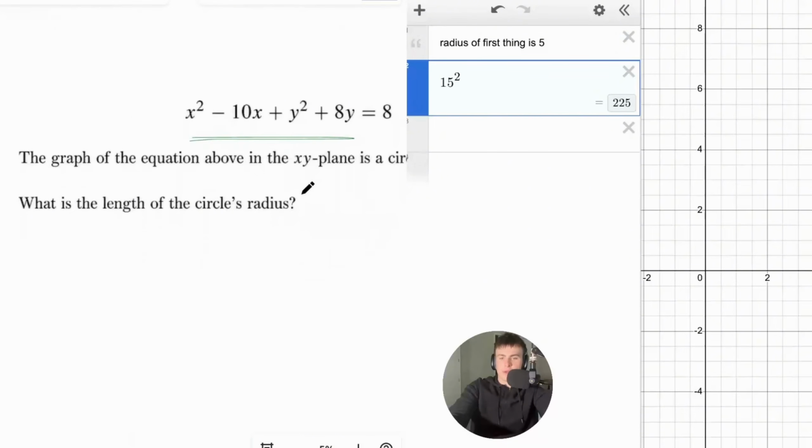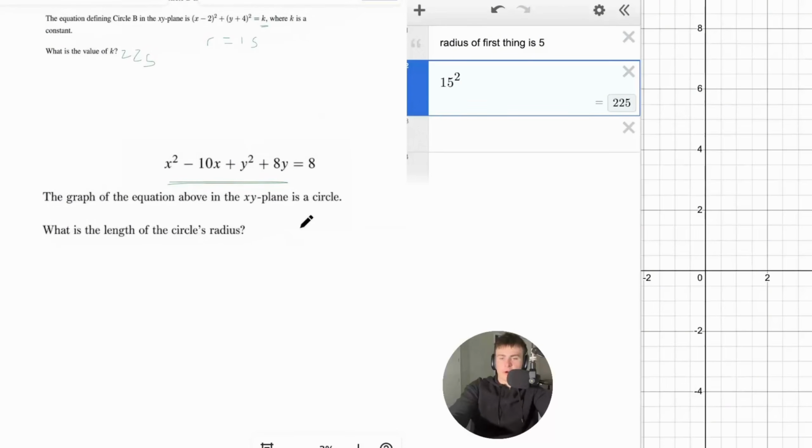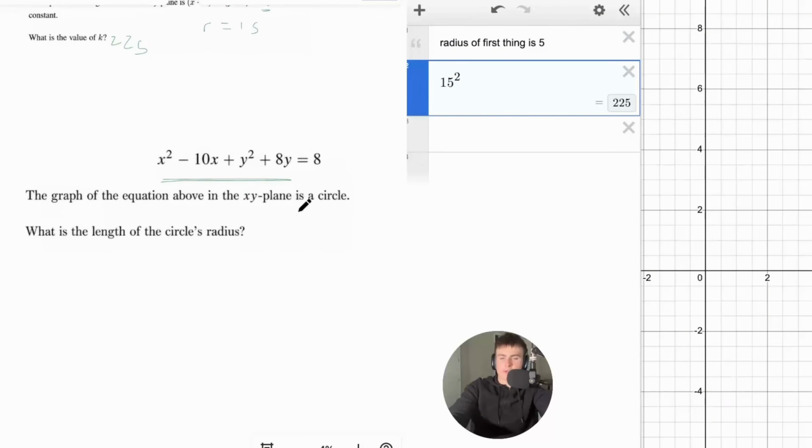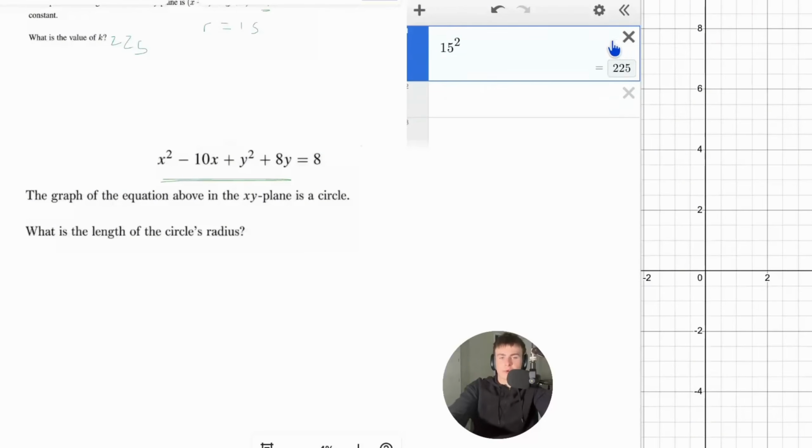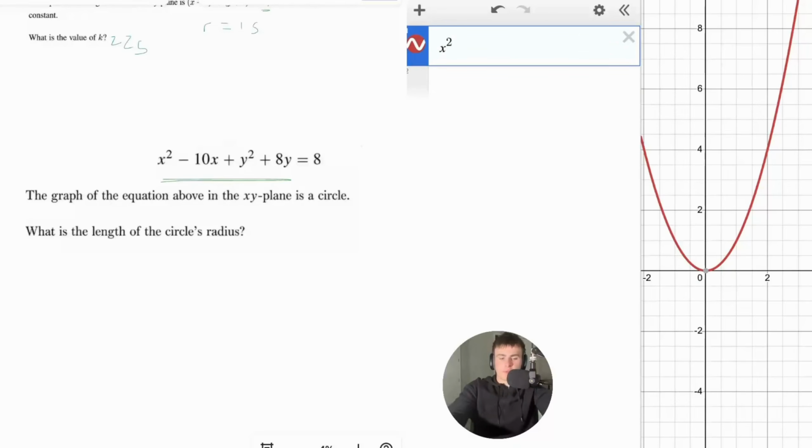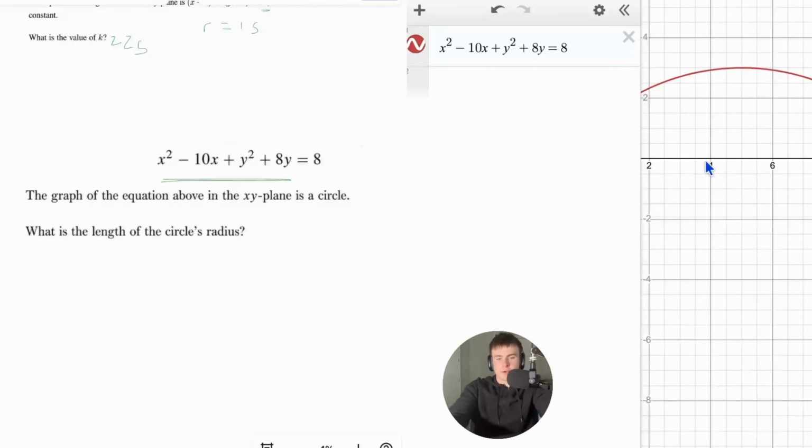Okay, next one. It says the graph of the equation above is a circle. What is the length of the radius? Now we can't just root this, like I said before, because this is not in standard form. So we are going to have to graph it. Because the normal way you'd solve this is completing the square, which I will never, ever, ever do on the SAT. It's way too long and tedious. I would just rather use Desmos because it's way easier, right?